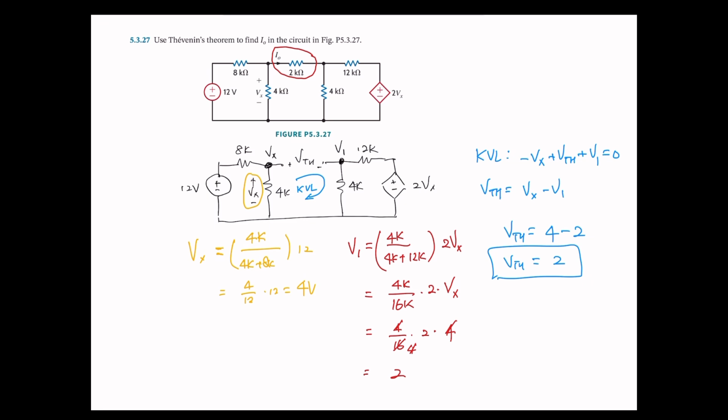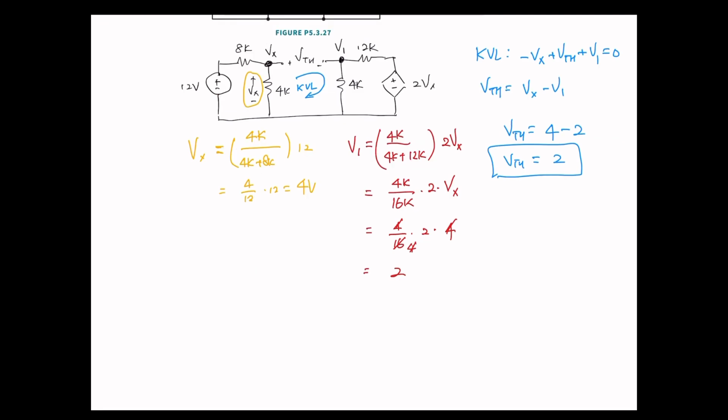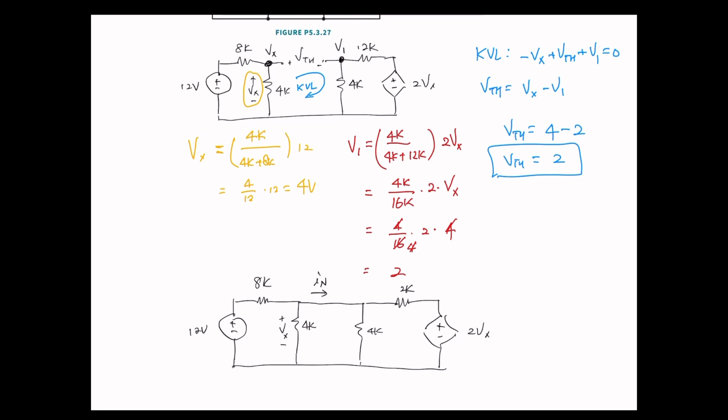Now we need to find RTH. For RTH, because of the dependent voltage source, we cannot find it directly. Therefore, we're going to find IN, the Norton current, first. VTH over IN will give us RTH. We need to insert a short circuit at the VTH location. If we do, the circuit looks like this, and we need to find I sub n.